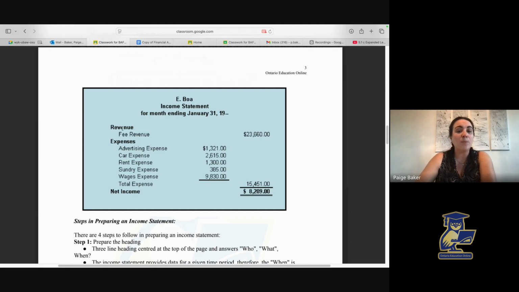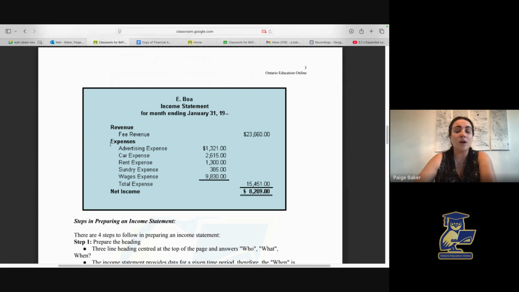Okay. Then we have our revenue and we have it bolded. If you were writing it by hand, you could underline it. And we have only one account in this case for revenue. So our total revenue is in the second column here, and we have a dollar sign. Just like with the balance sheet, our first number is going to have that dollar sign. And in this case, our revenue is $23,660.